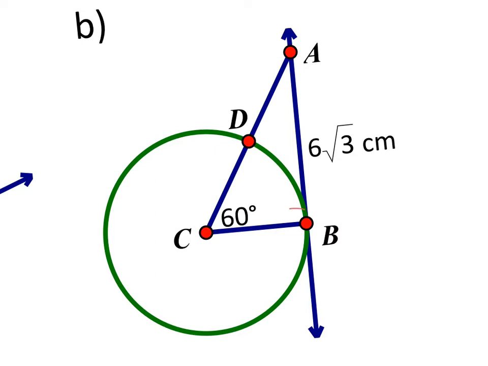Marking up this diagram, we have the right angle right there. It's a 30, 60, 90 triangle. Looks like we have the medium side, so medium to short is going to be 6. And then short to long is 12.